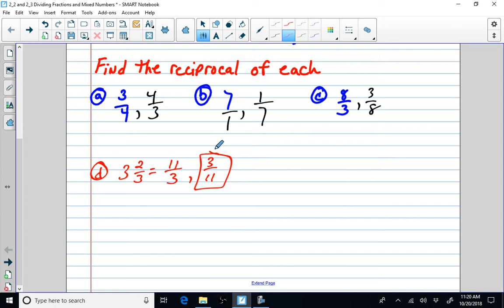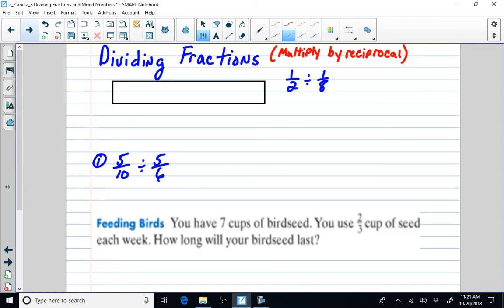Alright? So if I have a mixed number, I have to first write it as an improper fraction, and then I would flip it to find the reciprocal. If I have a whole number and I want to find the reciprocal of a whole number, first I write it as a fraction by putting it over 1, and then we flip it. If I already have a number written as a fraction and I want to find the reciprocal, I simply flip that fraction. Okay.